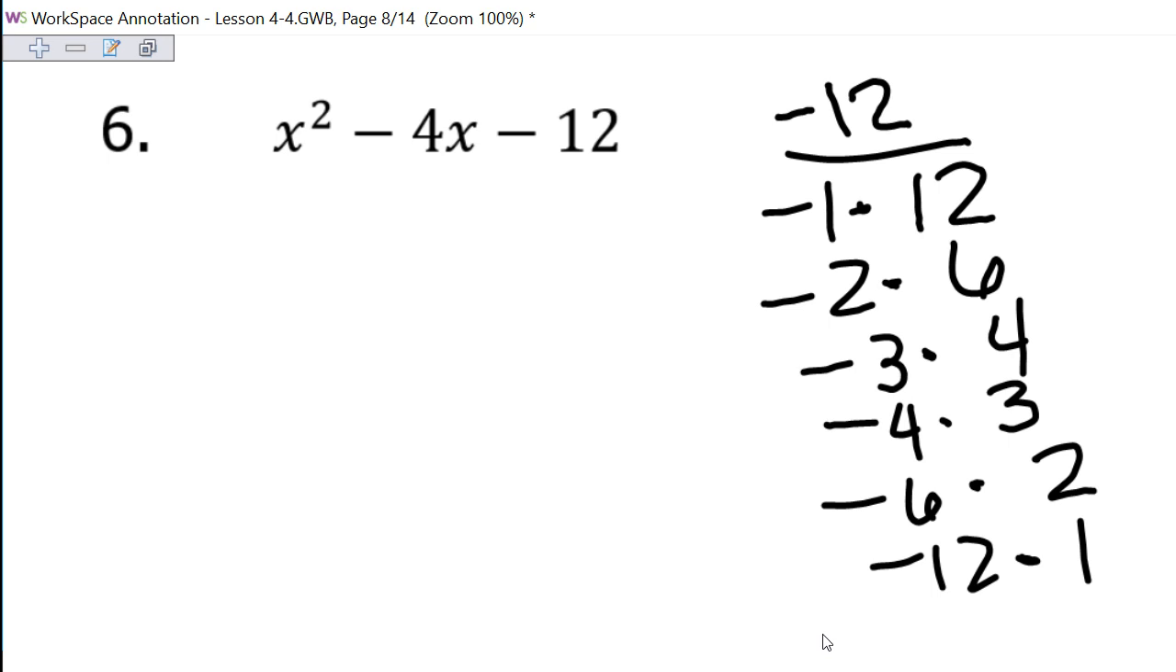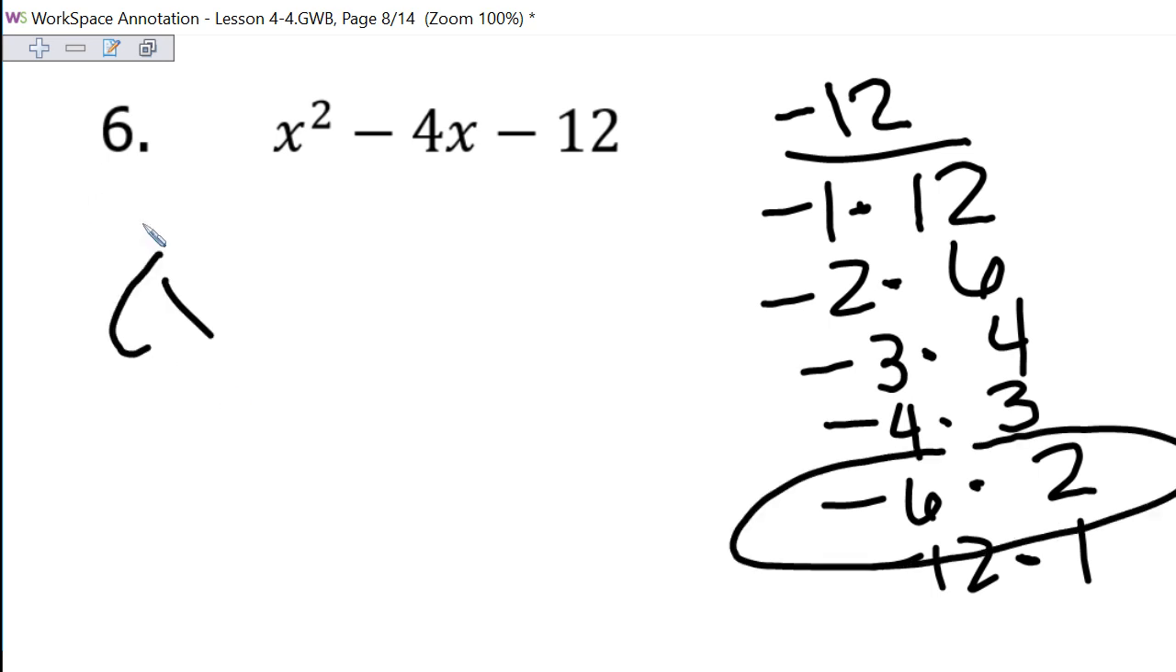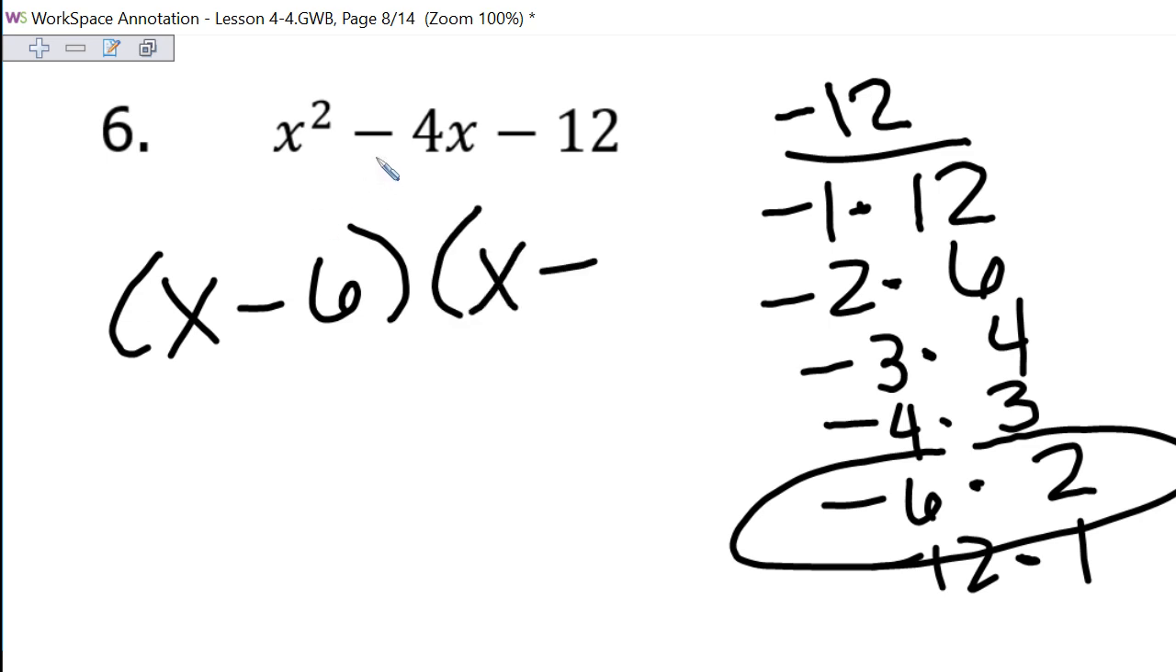To make sure if it's negative, you keep your list going, because negative 3 and positive 4 is different from negative 4 and positive 3. So these two right here are different. So what do we have to add up to? Negative 4. Which pair adds to negative 4? Negative 6 and 2. So what's one of the answers? X minus 6. The other answer is x plus 2.